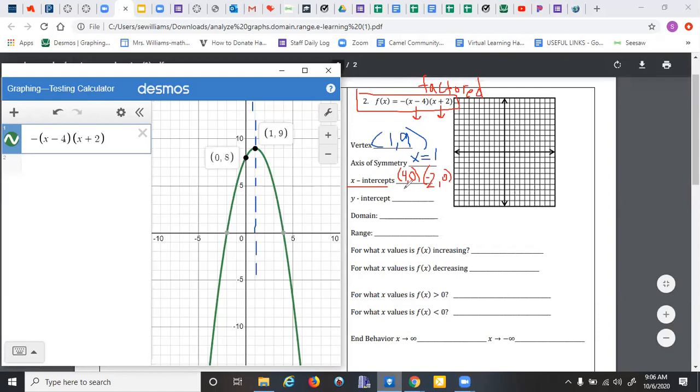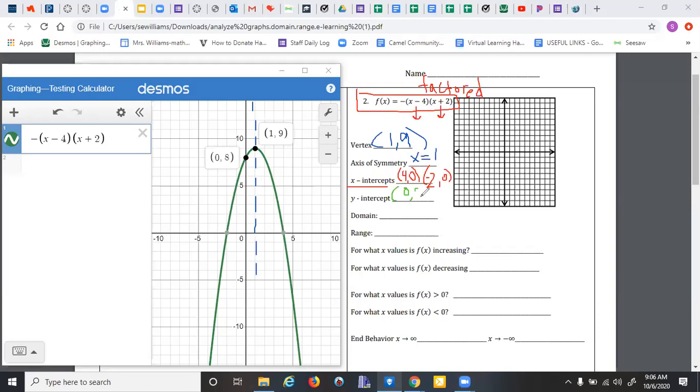All right, what does domain mean? The X values. And you look left to right. Does this graph go to the left forever? Yes. Does it go to the right forever? Yes. It's always going to be all real numbers for parabolas because parabolas go to the left and right forever.